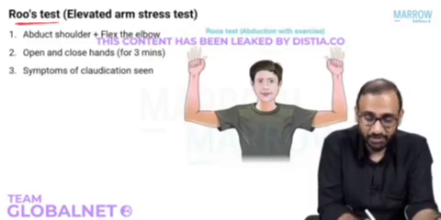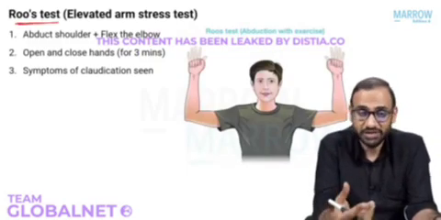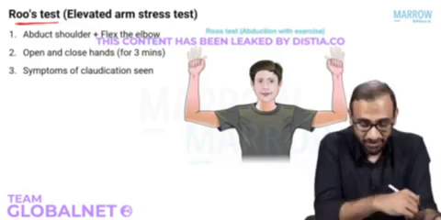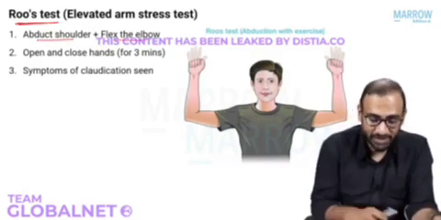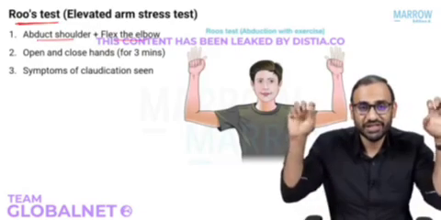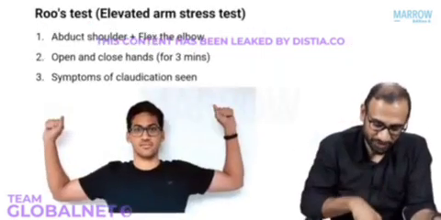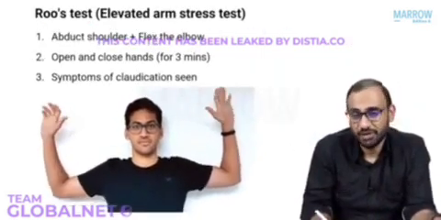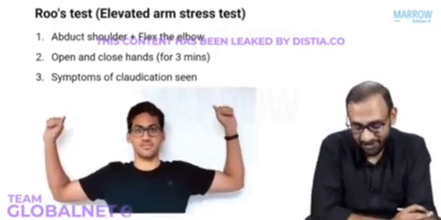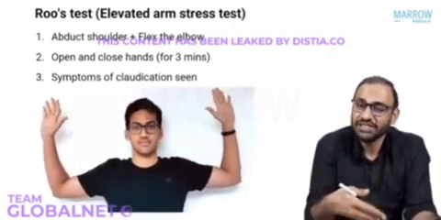This has been asked on your exam, both as an image-based question and a video-based question, where you ask the patient to abduct the shoulder and flex the elbow and keep on opening and closing the hand for a few minutes. The symptoms will reproduce. This is a short video of that test being performed, and the MCQ actually had a video where they asked you, what is this test?